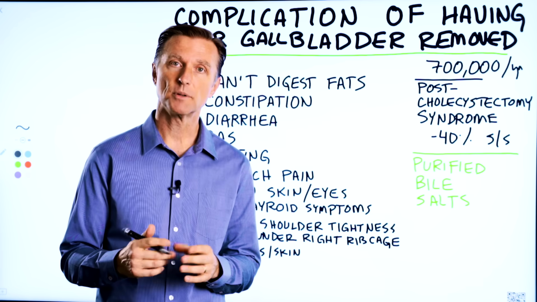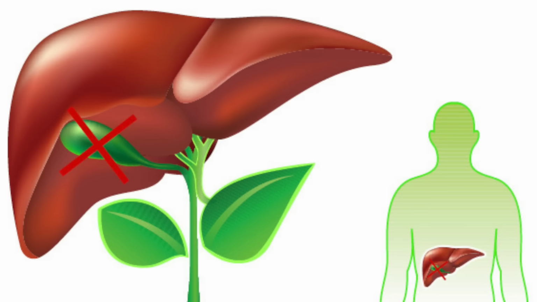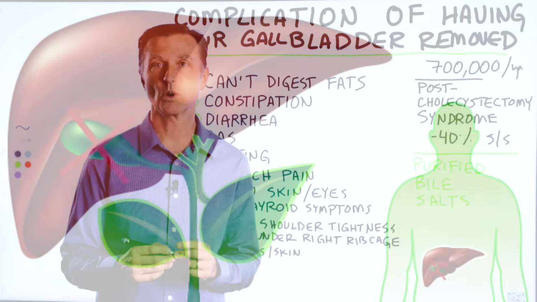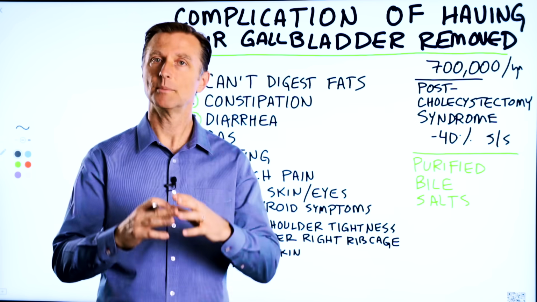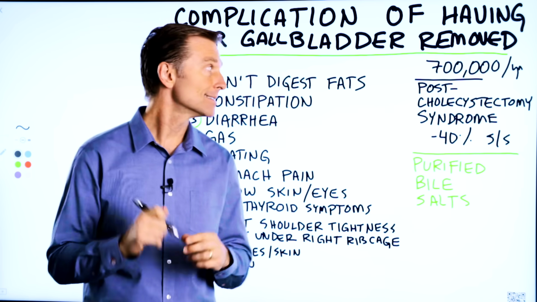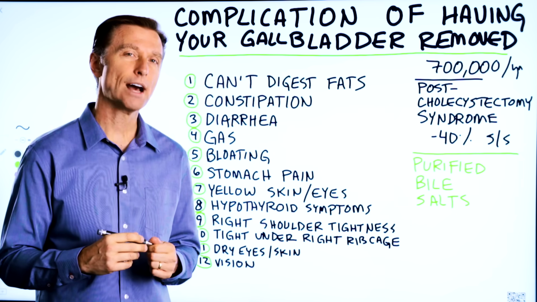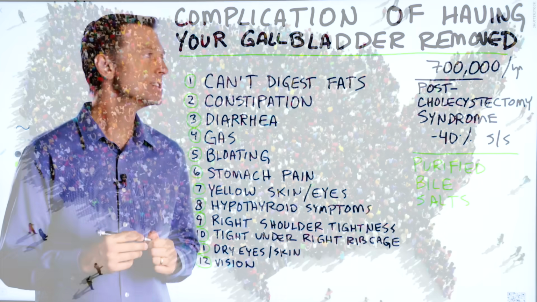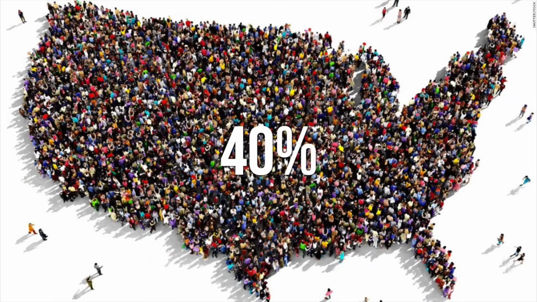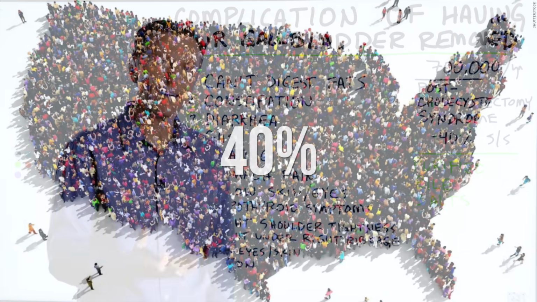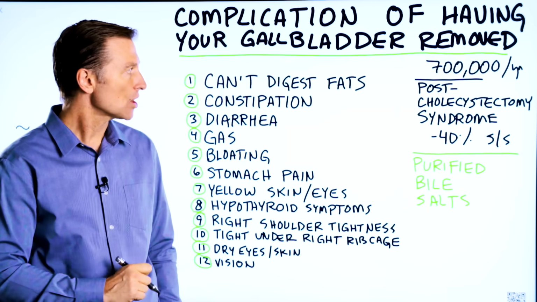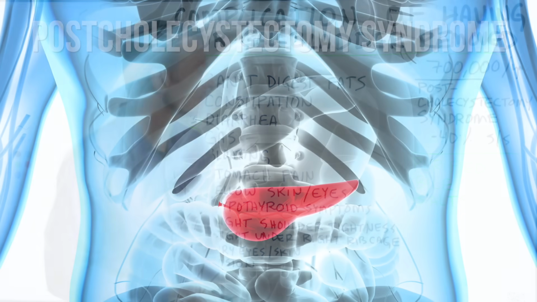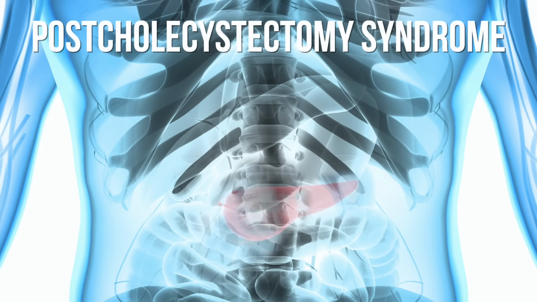So today I'm going to talk about the potential complications of having your gallbladder removed. There's definitely a train of thought where we don't really need our gallbladder, so there's not going to be any complications. But over 700,000 surgeries are done every single year, and 40% of the people who have their gallbladder removed have complications. So I'm going to be talking about that. The medical term for this is post-cholecystectomy syndrome.